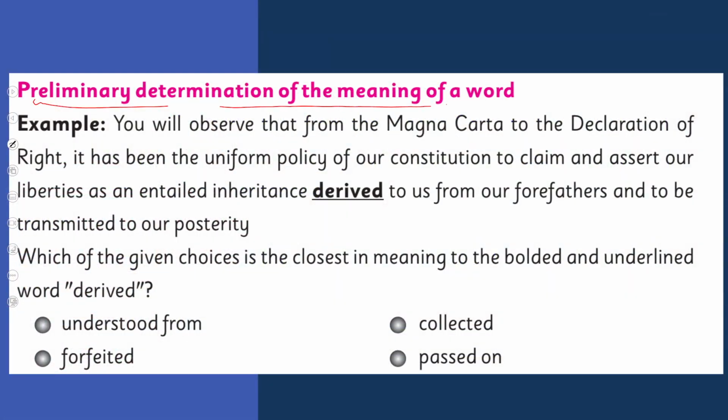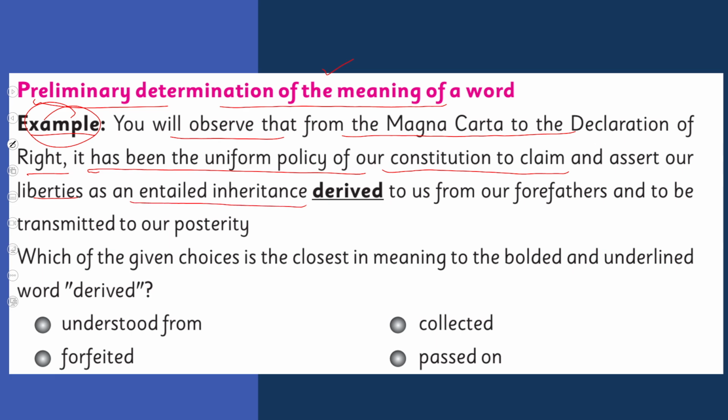preliminary determination of the meaning of a word. If we are unaware of the meaning of a word, how do we determine the right definition, the right understanding of the word? Here we have an example. You will observe that from the Magna Carta to the Declaration of Right, it has been the uniform policy of our Constitution to claim and assert our liberties as an entailed inheritance derived to us from our forefathers and to be transmitted to our posterity.